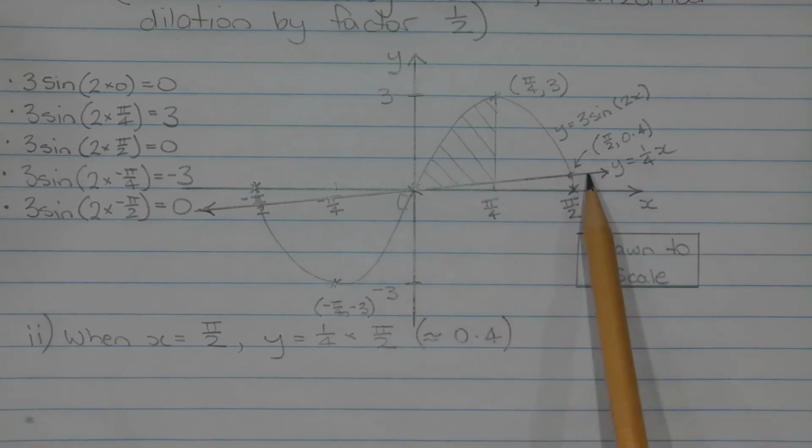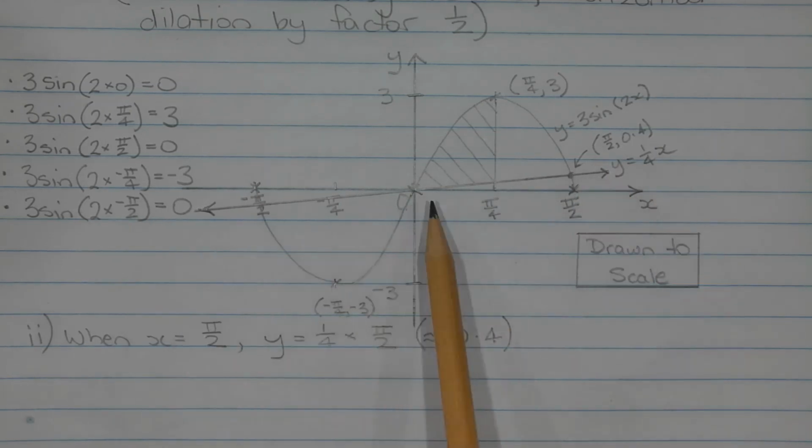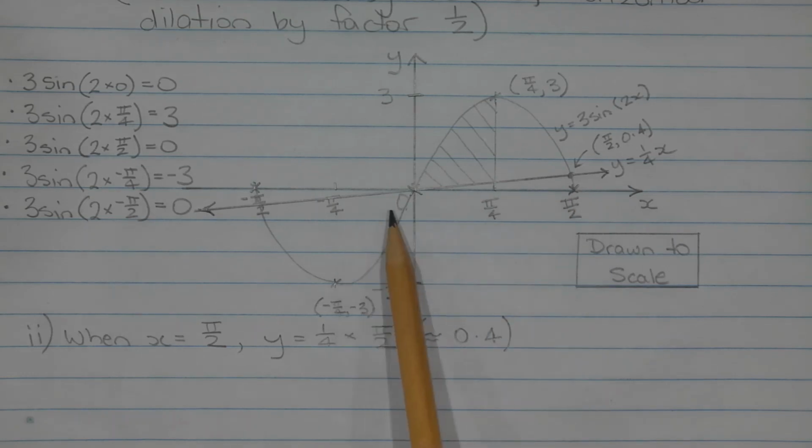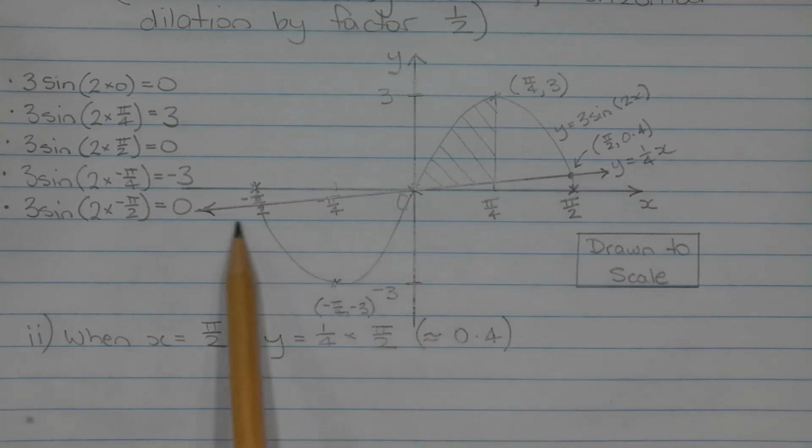So I have 2 points. And then using a ruler, joining those 2 points with a line and extending beyond those 2 points, we end up with the graph of y equals 1/4 x.